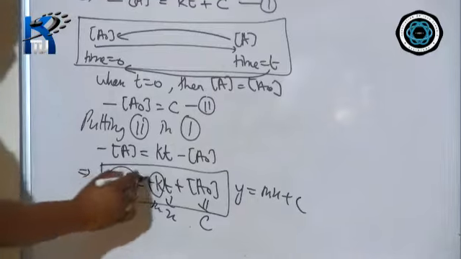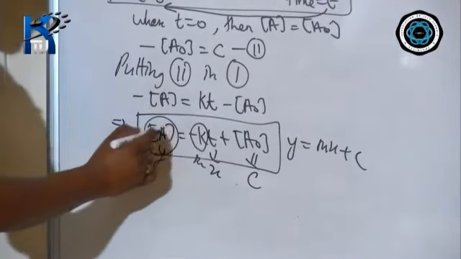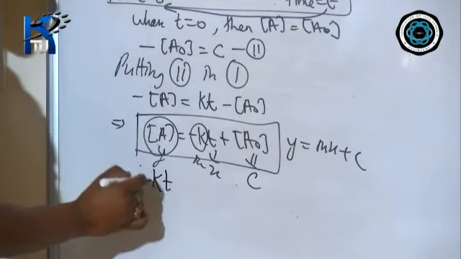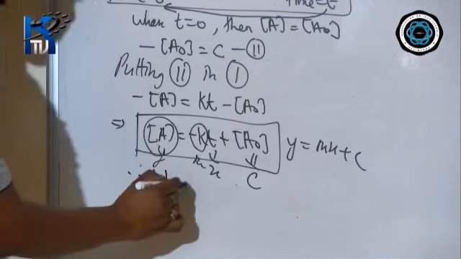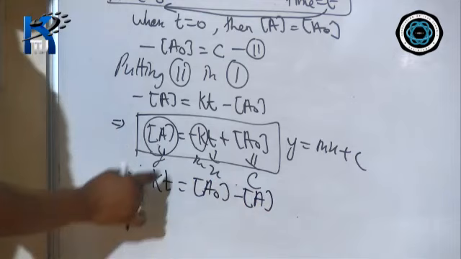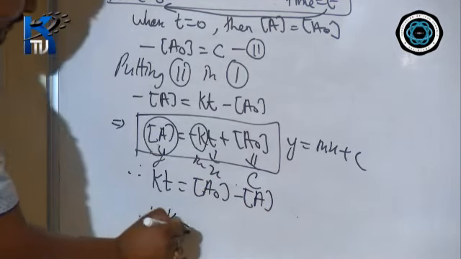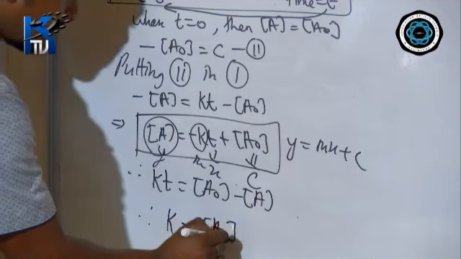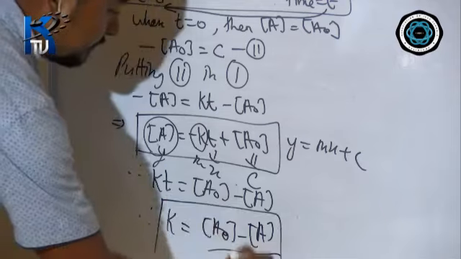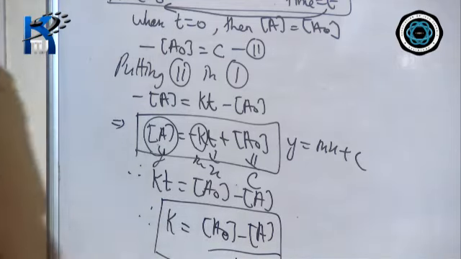Now let us find first of all the value of rate constant for zero order. Okay, so I'll bring this one this side, I'll take this one that side. So therefore what you get here is, if this comes this side, negative becomes positive, so you get KT equals A0 minus A, because this will go that side. So therefore K becomes A0 minus A by T, and this will give me the equation of rate constant for zero order reaction.